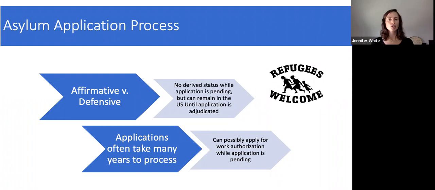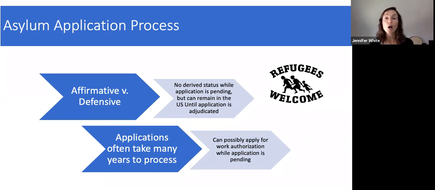So asylum applications can take many years to process. The quickest I've seen an asylum application be processed in the last couple of years is a year long, so a year-long wait. And the longest I've seen is about 15 years. So it's really unpredictable. And oftentimes there's just nothing you can do to speed up the process.